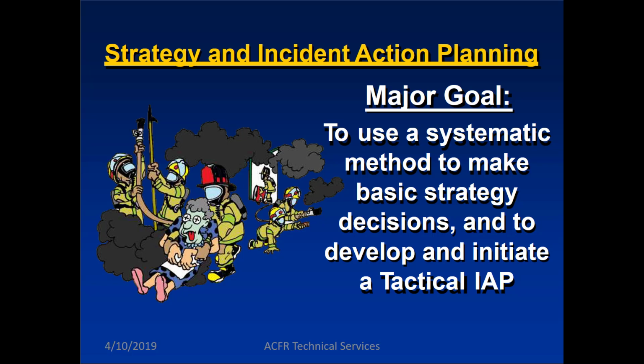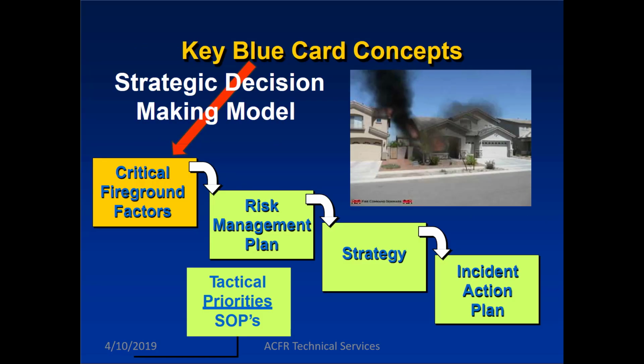So we talk about this in Blue Card as being the strategic decision-making model. And in the strategic decision-making model, we're going to take those critical fireground factors, and those are our fixed and variable factors. We're going to look at a risk management plan. What are the risks? What are the benefits? Then we're going to say, what's our strategy?